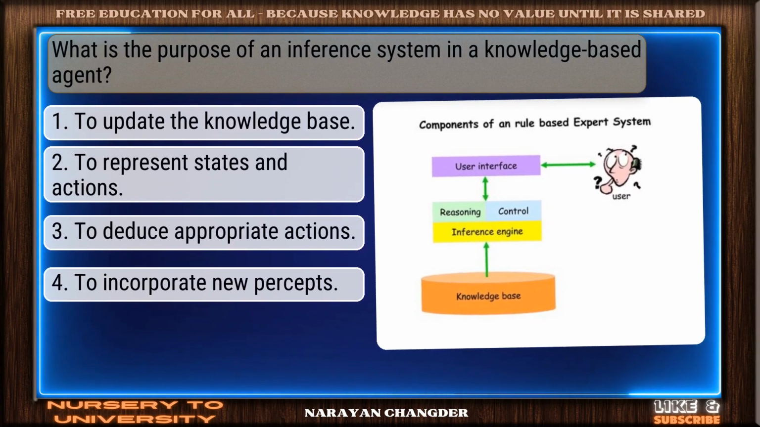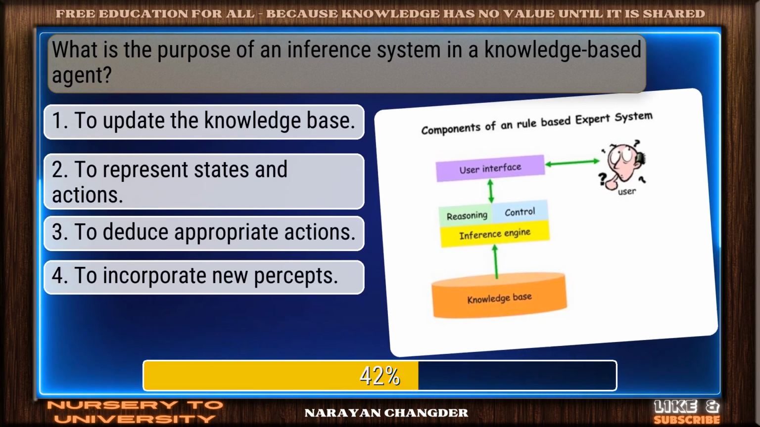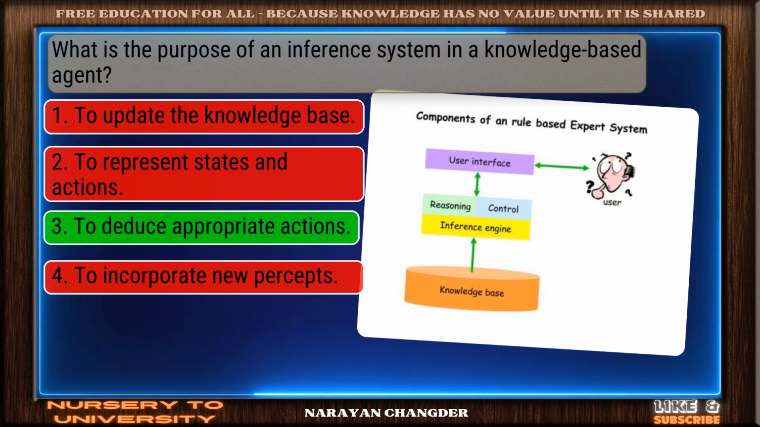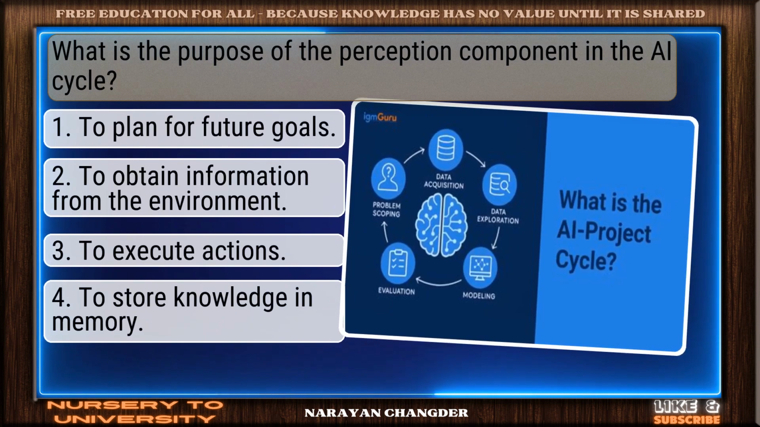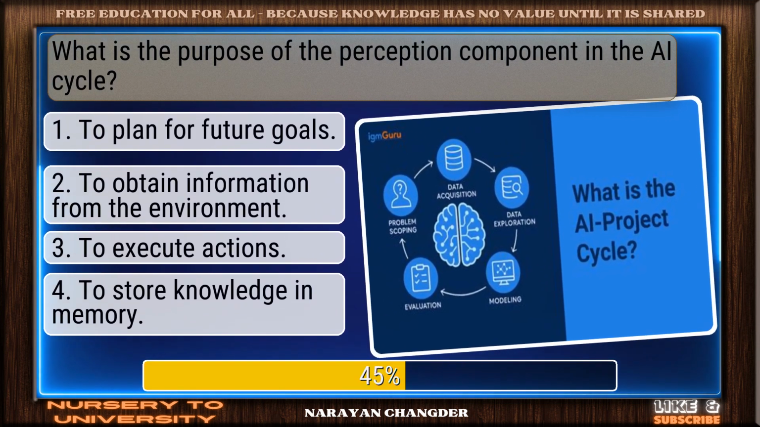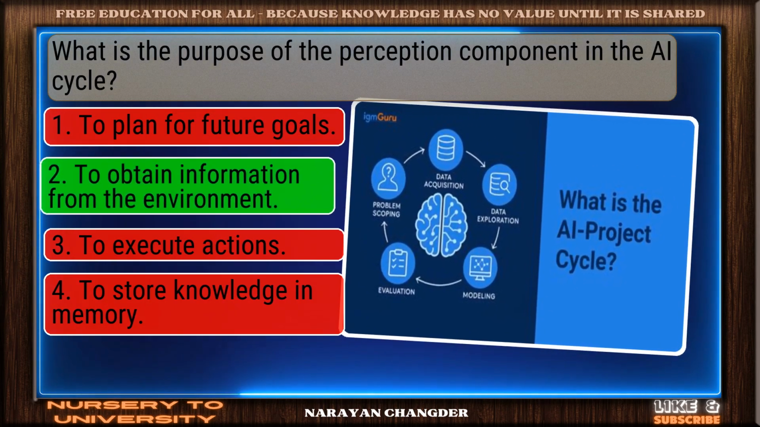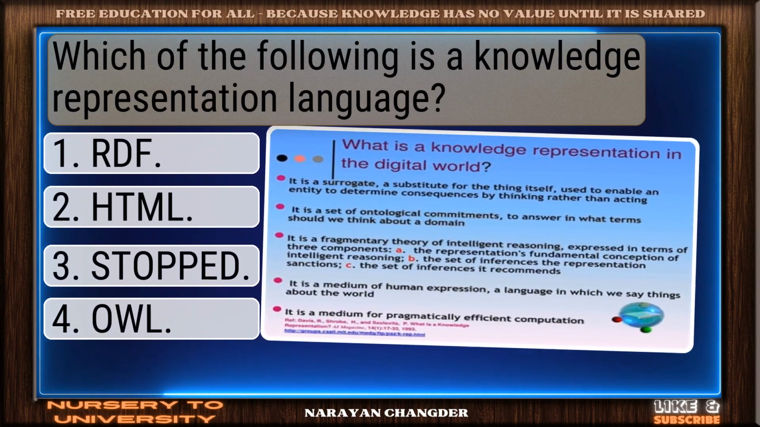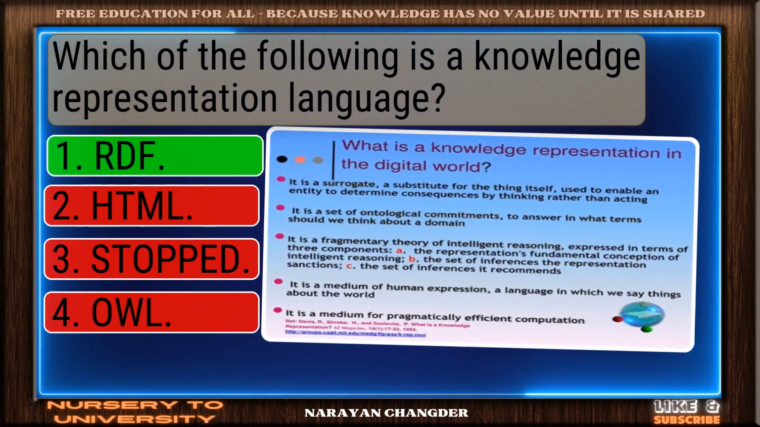Question number 11. What is the purpose of an inference system in a knowledge-based agent? You got it. Your choice, to deduce appropriate actions, is right. Question number 12. What is the purpose of the perception component in the AI cycle? You chose to obtain information from the environment, and it is correct. Question number 13. Which of the following is a knowledge representation language? Right again. ARDIF is a valid answer.